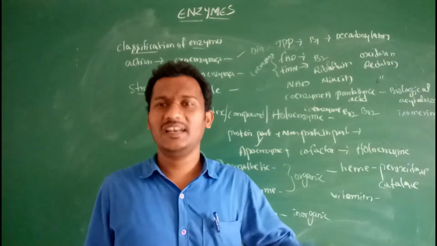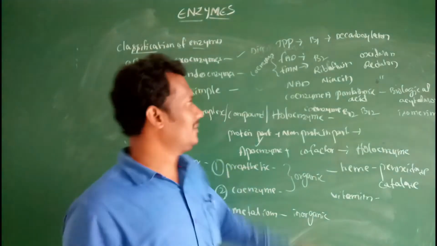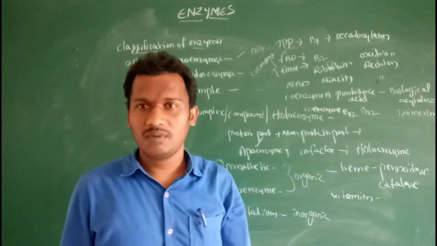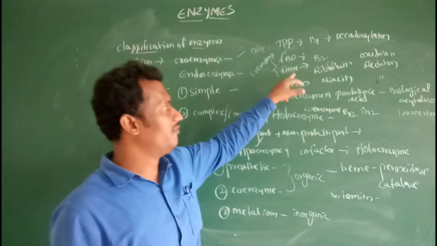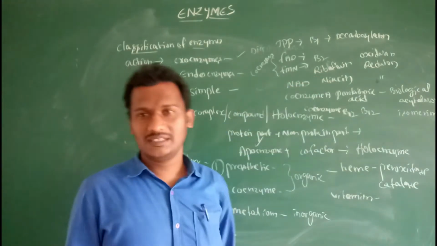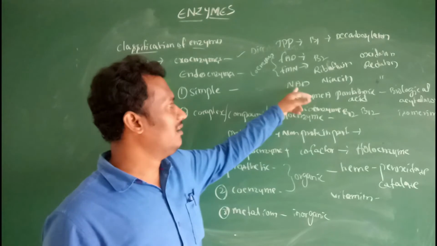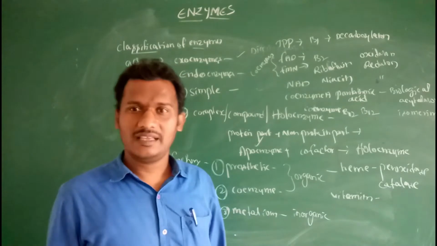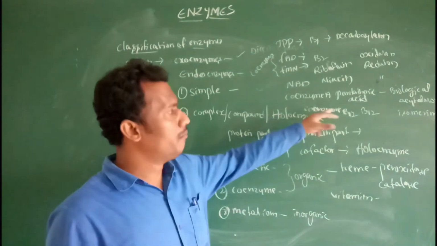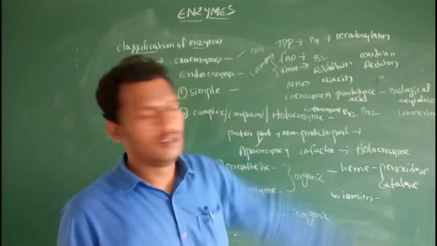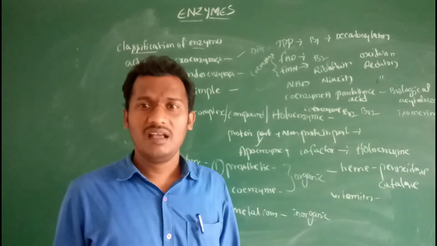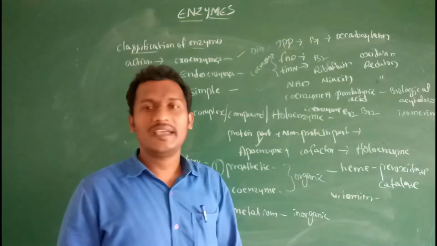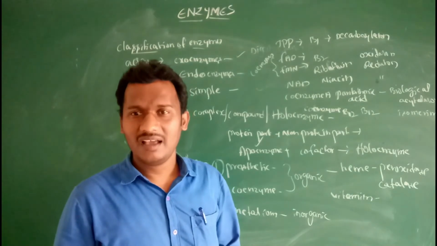These are mostly derivatives of B vitamins. Examples are TPP, thiamine pyrophosphate, vitamin B1, function is decarboxylation. Then FAD, FMN, vitamin B2, riboflavin, oxidation as well as reduction. Then NAD, niacin, nicotinic acid, oxidation as well as reduction. Then coenzyme A, pantothenic acid, the function is biological acetylation. Then coenzyme B12, whose function is isomeric reactions.